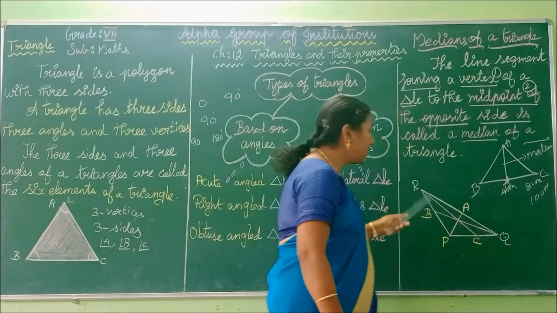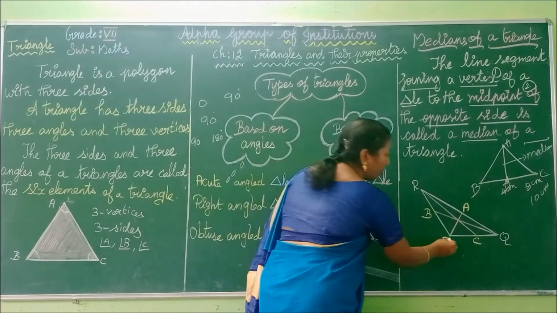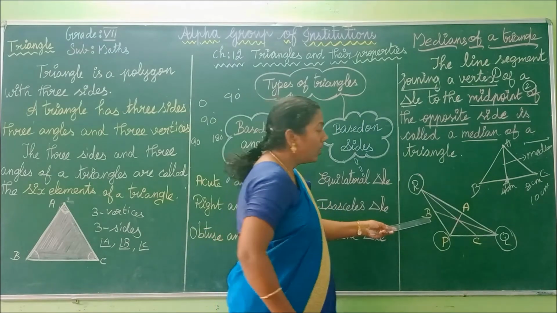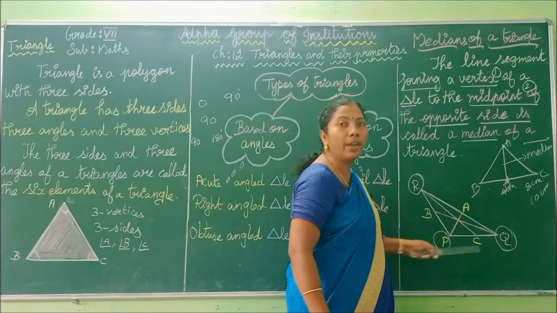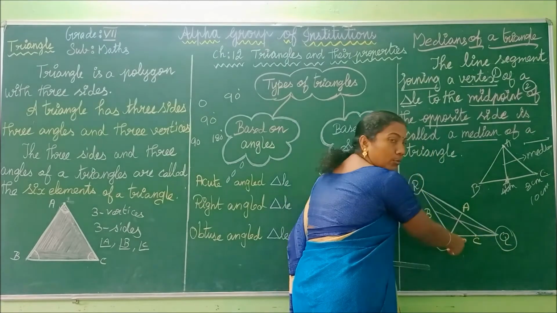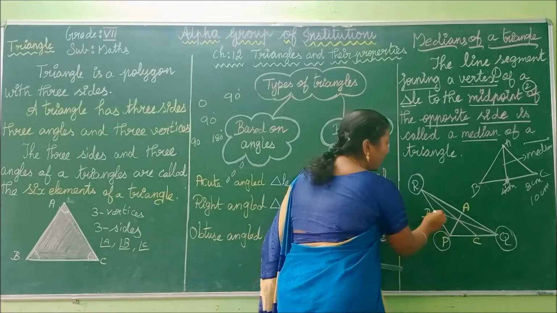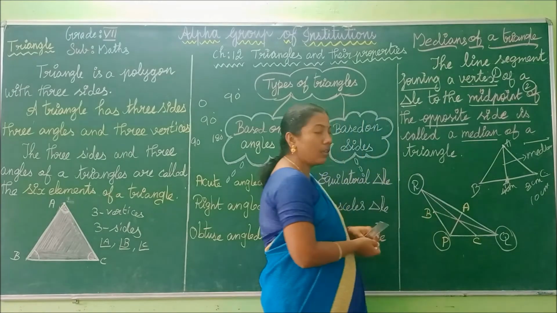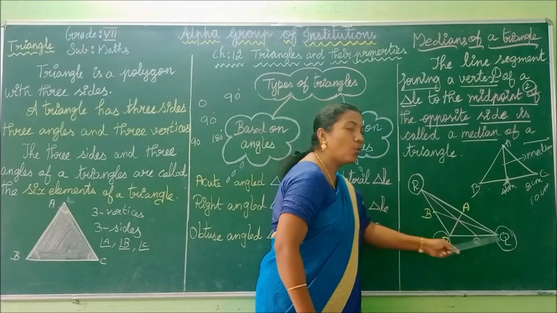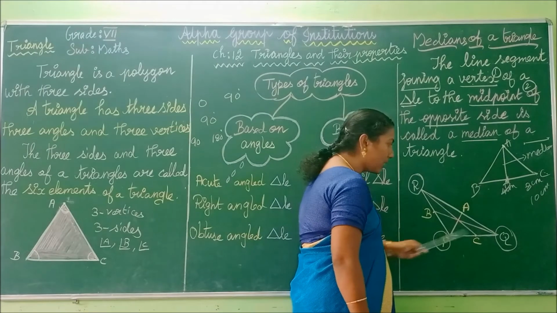Look at this triangle, children. See here. This is the triangle PQR. What are the vertices? P, Q, R are the three vertices of the triangle. Now first we are going to mark the midpoints of the sides. See, C is the midpoint of the side PQ. Similarly, A is the midpoint of the side RQ. Similarly, B is the midpoint of the side RP.